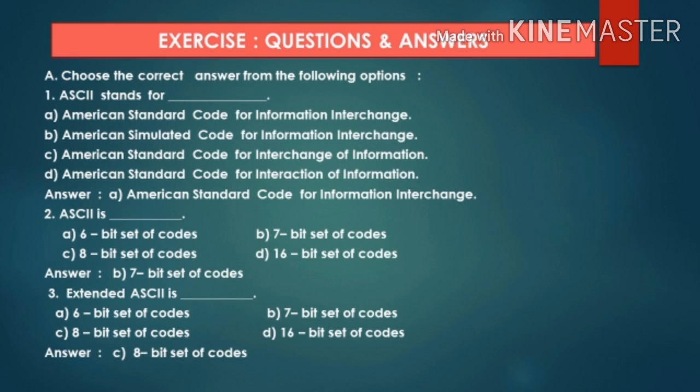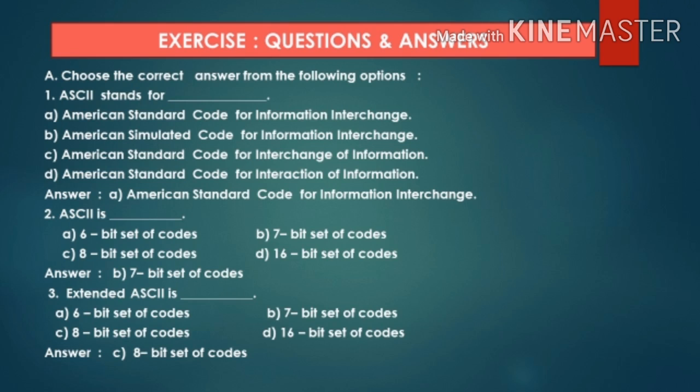Options are A. American Standard Code for Information Interchange. B. American Simulated Code for Information Interchange. C. American Standard Code for Interchange of Information. D. American Standard Code for Interaction of Information. The correct option is A. American Standard Code for Information Interchange.